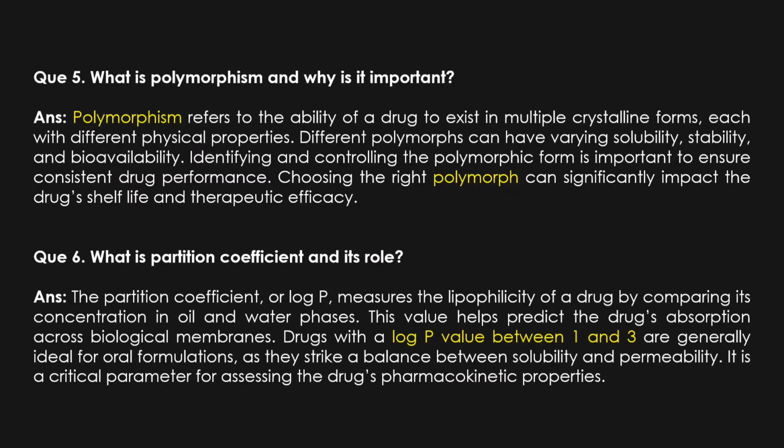Question 6. What is partition coefficient and its role? The partition coefficient or log P measures the lipophilicity of a drug by comparing its concentration in oil and water phases. This value helps predict the drug's absorption across biological membranes. Drugs with a log P value between 1 and 3 are generally ideal for oral formulations as they strike a balance between solubility and permeability. It is a critical parameter for assessing the drug's pharmacokinetic properties.